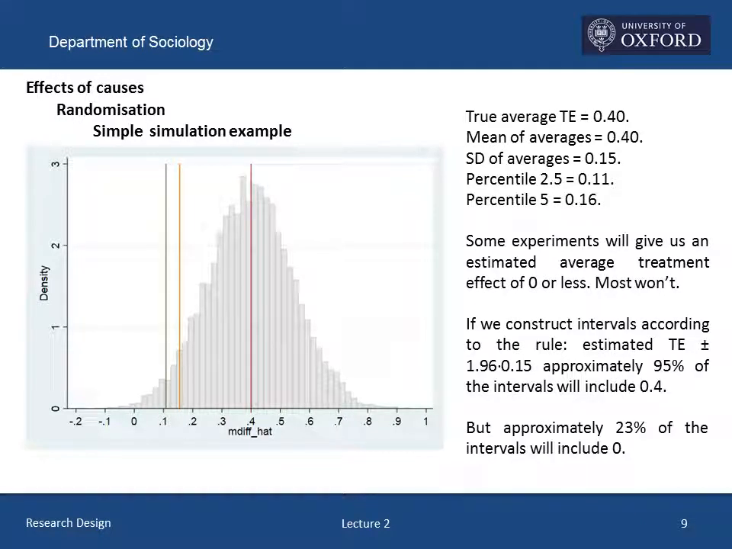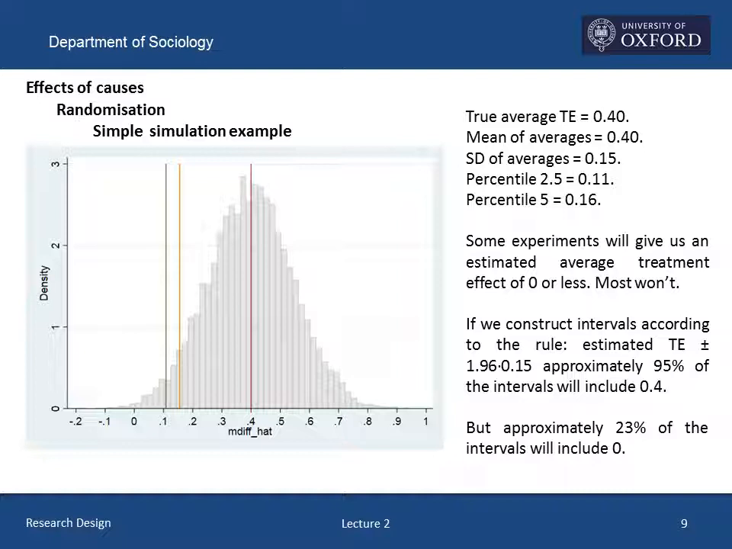So how do things turn out? The histogram represents the distribution of the average treatment effect estimated in the 10,000 replications. You can immediately see that the distribution is centered on the true average treatment, in this case 0.4. But we can also see a lot of spread around the average of the averages.